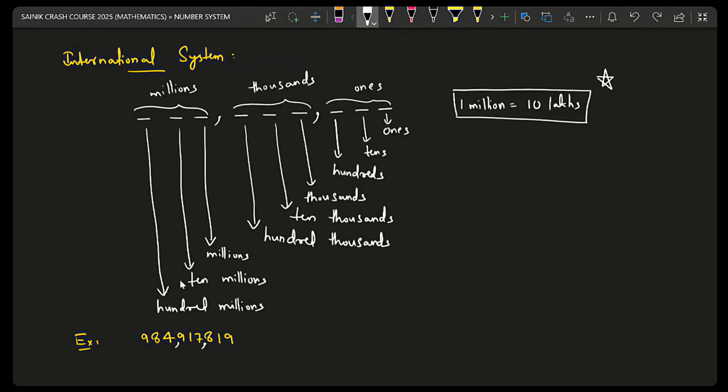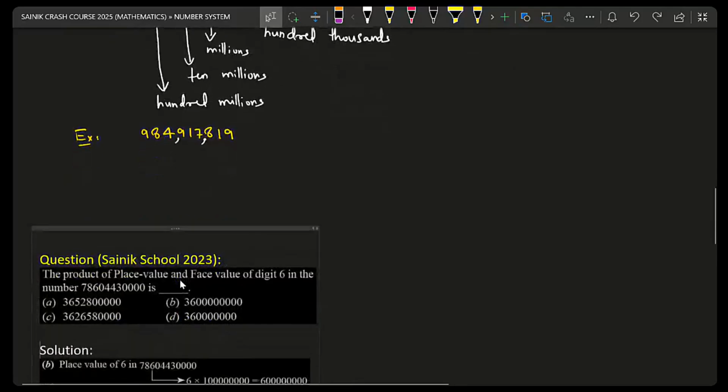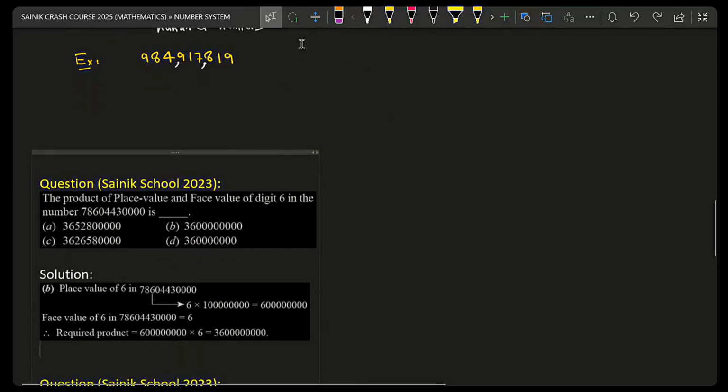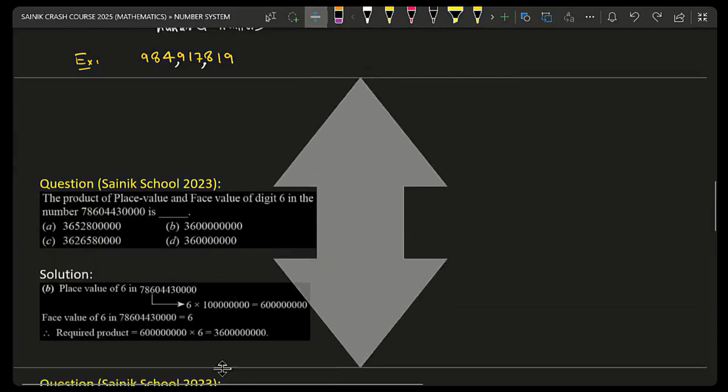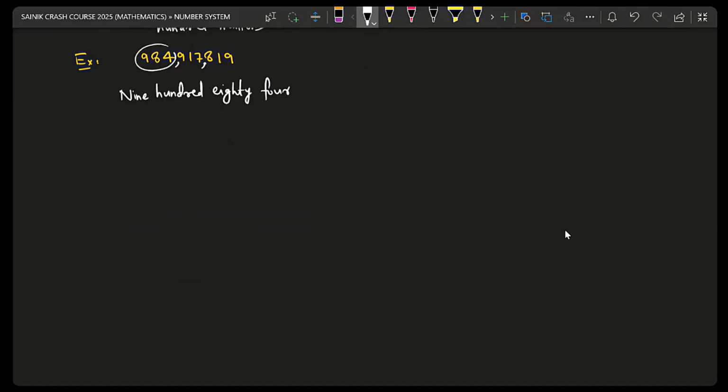As per the rule of writing in words I discussed, first write the number which is there in that period. After that, add the name of the period. So first I'm going to write the number in this period. What is that number? 984. Just write 984. After that, add the name of the period. It is in the millions period. So we write million. Don't write plural millions. Just write singular million.